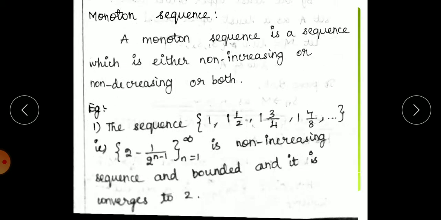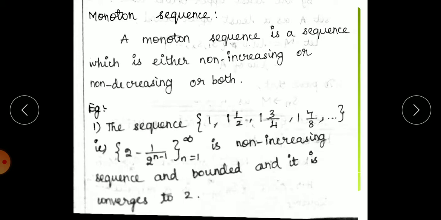Next one is a monotone sequence. The monotone sequence is a sequence which is either non-increasing or non-decreasing or both. So what is a monotone sequence? A monotone sequence is either non-increasing, or it may be non-decreasing, or it may be both. If it is like that, it's a monotone sequence.